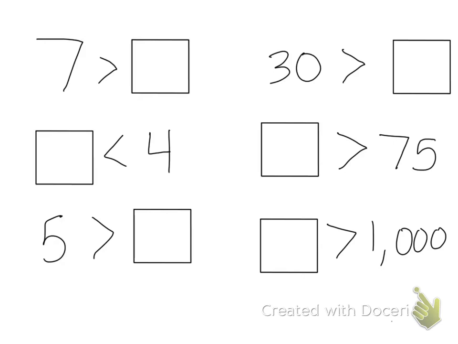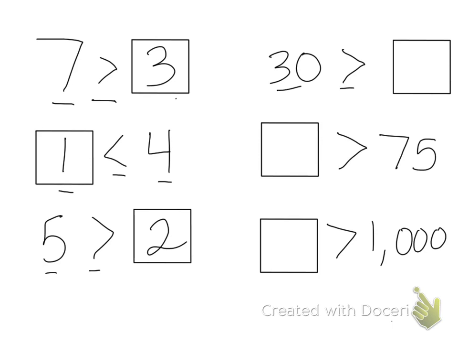Okay, so let's just fill in some numbers for these comparisons. So this is saying 7 is greater than a number. So I'm just going to pick any number that's smaller than 7. So let's do 3. The next one says that this number is less than 4. So I just need a number that's smaller. So let's say 1. 1 is less than 4. What about 5? So 5 is greater than, I need a number, so 2. 5 is greater than 2.